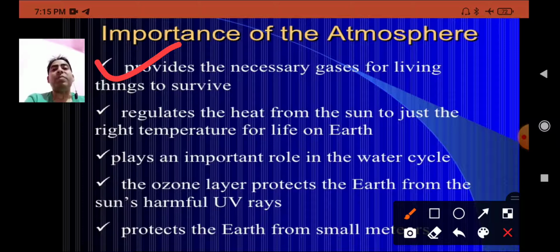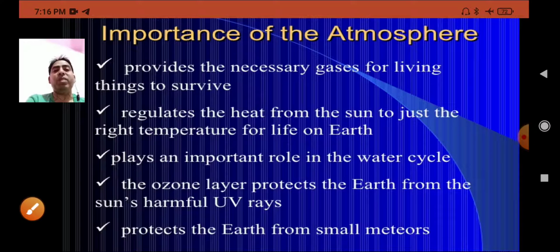Next one, the atmosphere plays an important role in the water cycle. The clouds form, condensation takes place, evaporation takes place. It comes again as precipitation, and evaporates again, condenses to form clouds. This water cycle goes on and on.